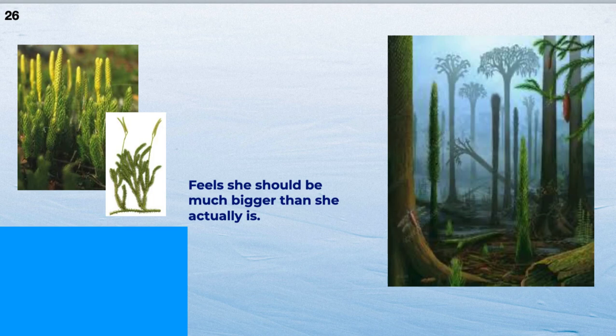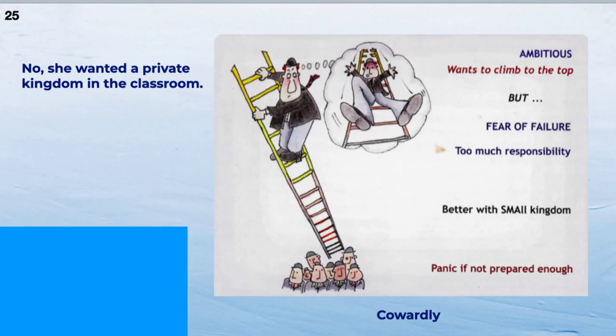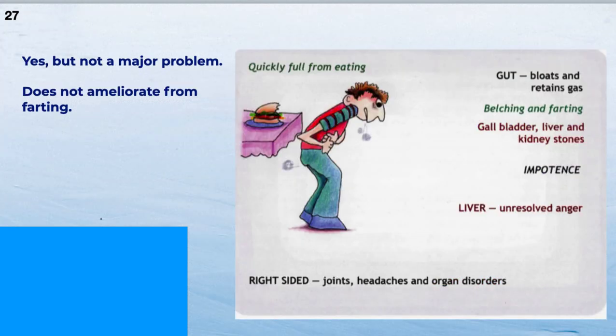And the Lycopodium character is to feel much bigger than they are. So, they really want to be high up on this ladder. They're ambitious. They want to be bigger than they are. It's just the fear of failure and too much responsibility that just really scares them. And they have trouble with gas in the abdomen. And she said, "Oh yeah, I have gas in the abdomen. Farting doesn't make me feel better." It's something I pulled out of her.